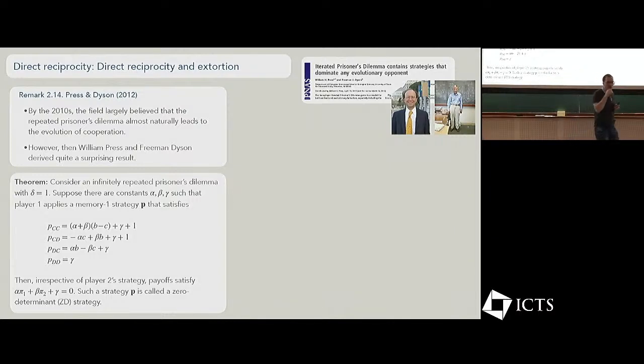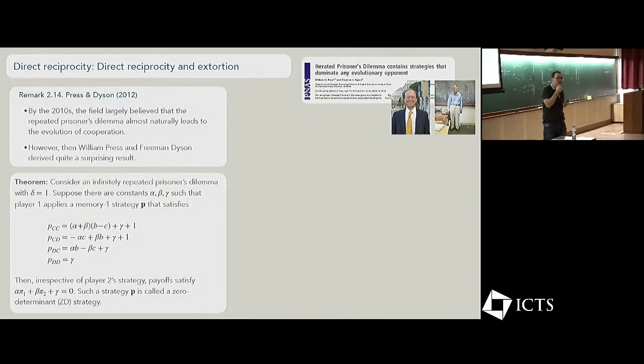So the most natural reaction that you might have by now is, so what? Why would I care? Okay, there is a linear relationship between payoffs. So what? Just to illustrate what this even means.